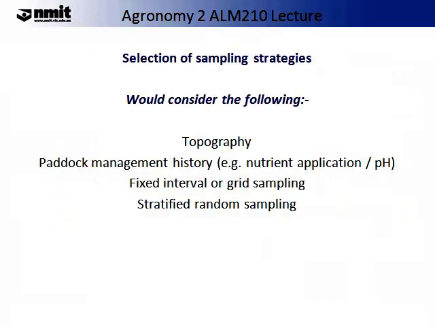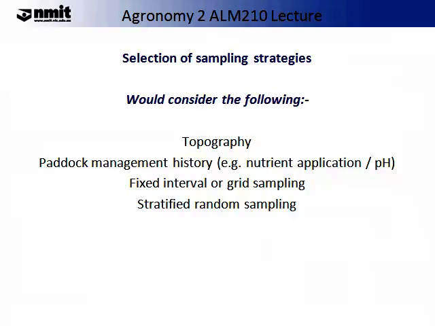Other aspects that you might consider when selecting a sampling strategy are the topography and the paddock management history. For example, do you know what the nutrient application has been over years, and can this influence your sampling? There is the fixed interval or grid sampling, and there is also a stratified random sampling that can be applied to look at these different inputs.